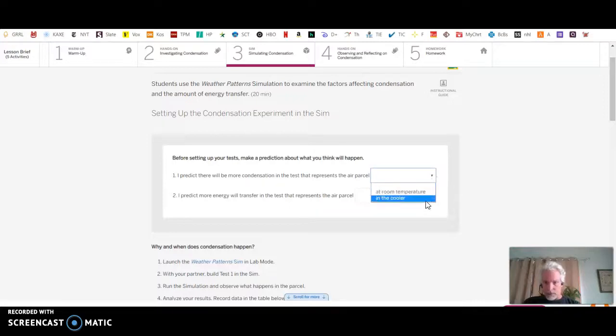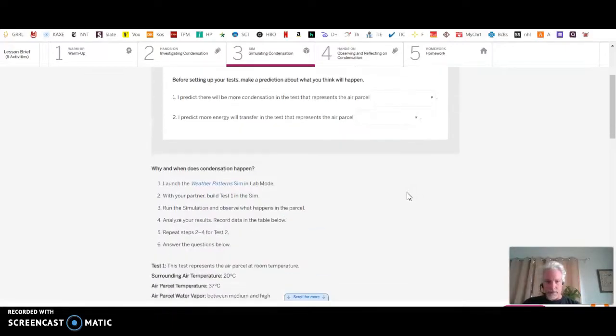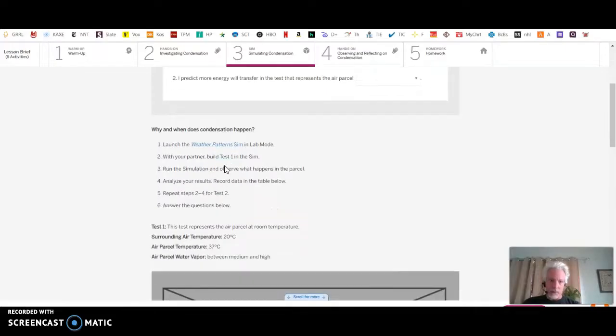The one at room temperature or the one that's in the cooler? And ditto on this one. What do you think will have the greatest amount of energy transfer? Don't worry about that too much. It's just to get you thinking before the activity. And now go to the weather sim.